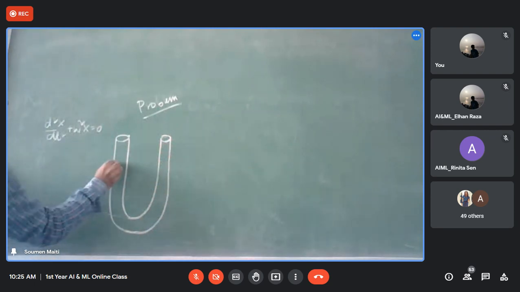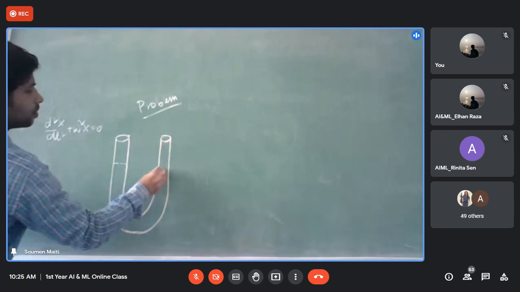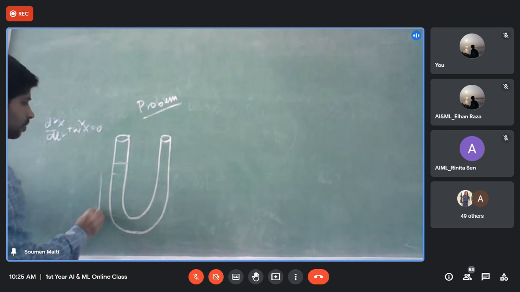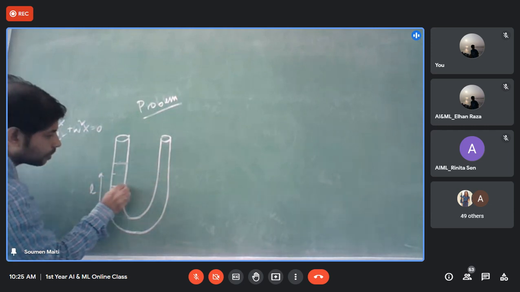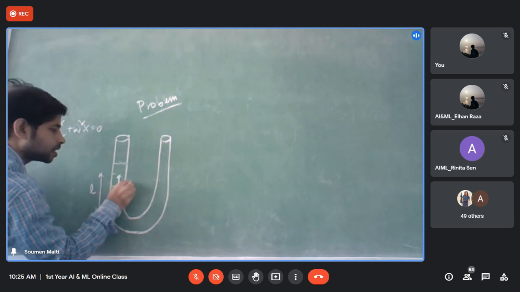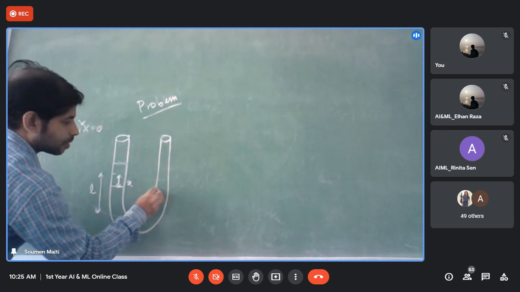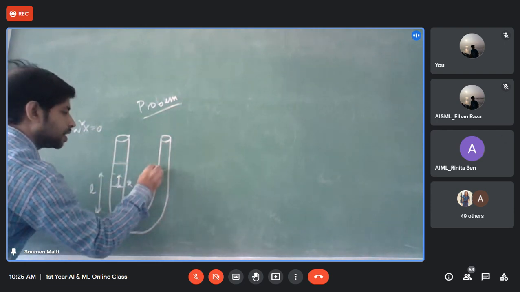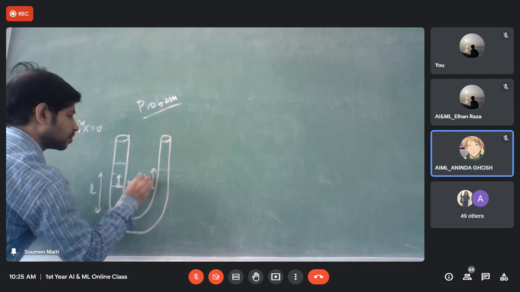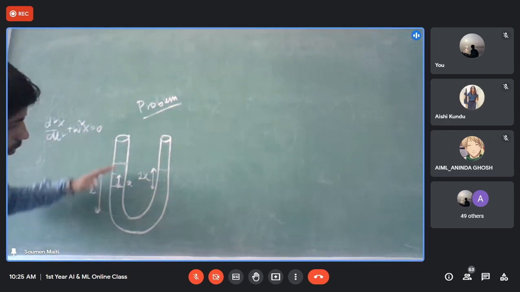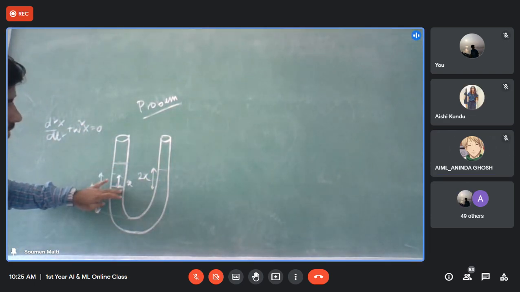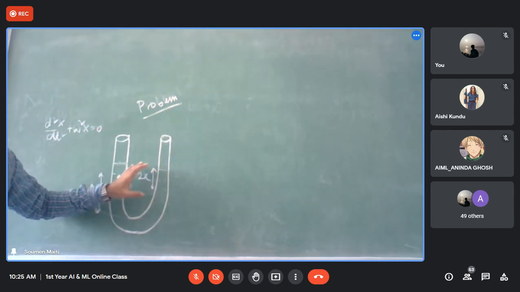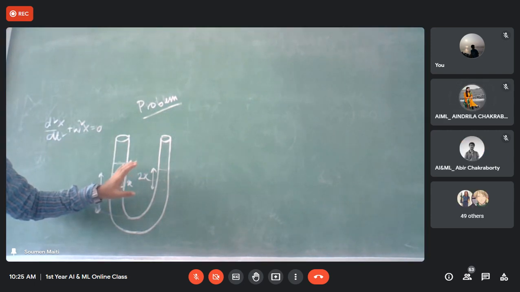Say initially both arms were L, this is L. Now if I lower this by x amount, tell me in this arm what will be the length? The length will increase by 2x. If it is going down by x amount in one arm, it is increased by x and another x, so it is 2x. Yes or no? Yes, sir.